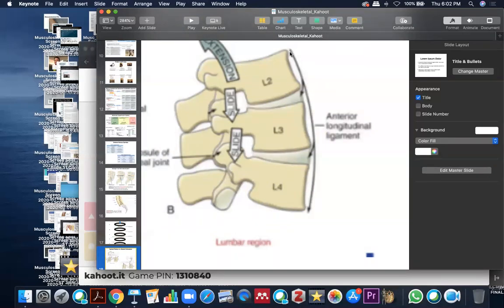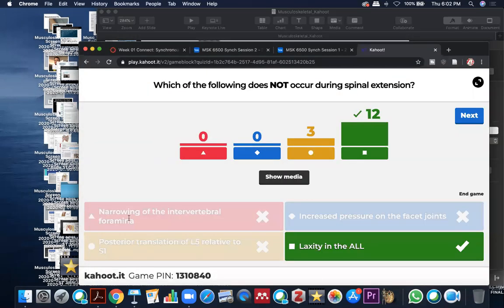And so if you extend, it's actually the ALL being tensed. So all the posterior ligaments are in laxity. That includes interspinous, intertransverse, ligamentum flavum, PLL. Those are all in laxity. But the ALL is being tensed. So that's why this one was false. It'd be tension in the ALL.